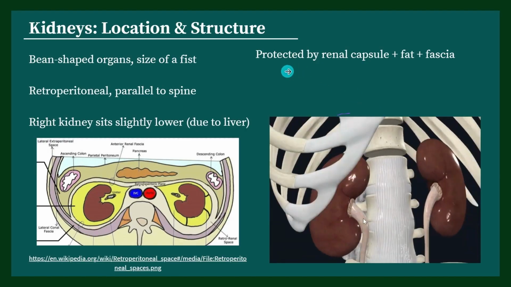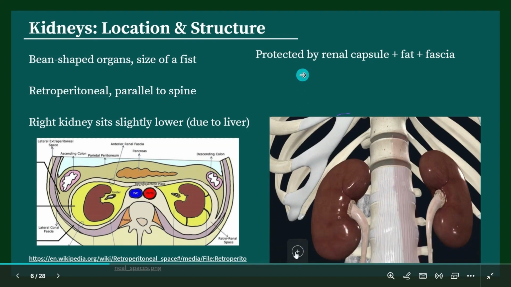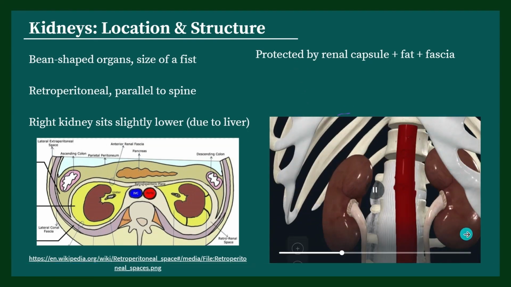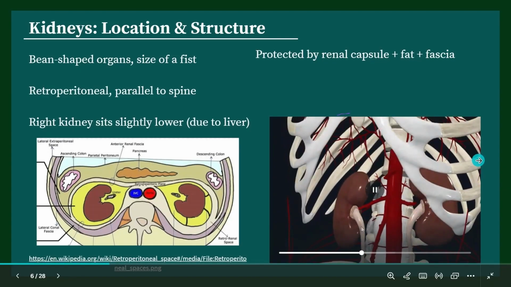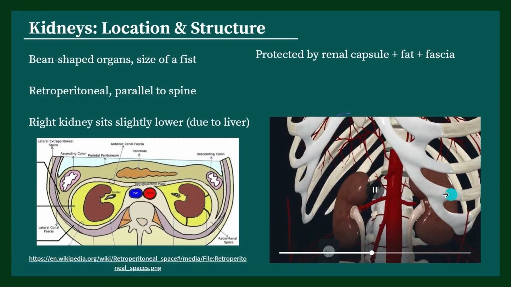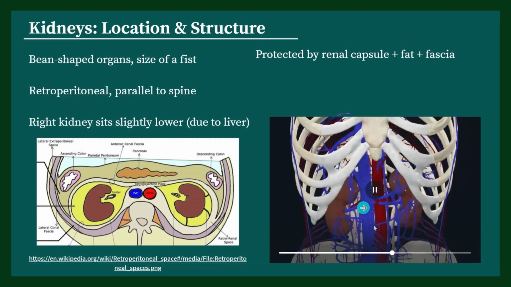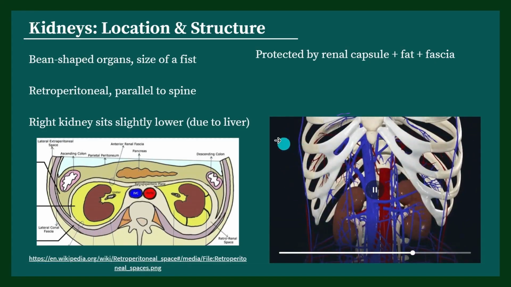Okay, so first we're going to start talking about the kidneys. There are two of them, and they're about the size of a fist. Here in the image, I'm adding on the circulatory system to the kidneys so that you can see where the veins and the arteries enter the kidneys.